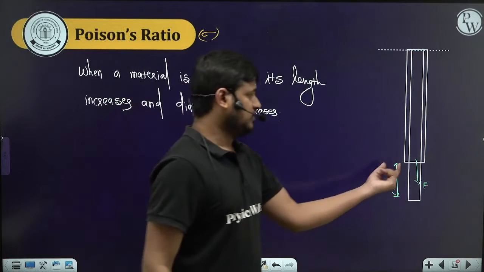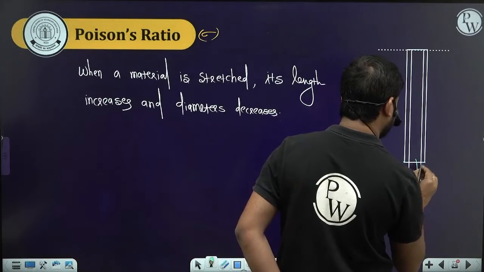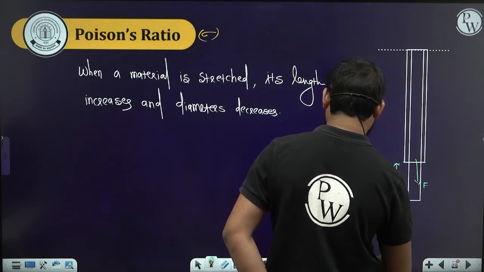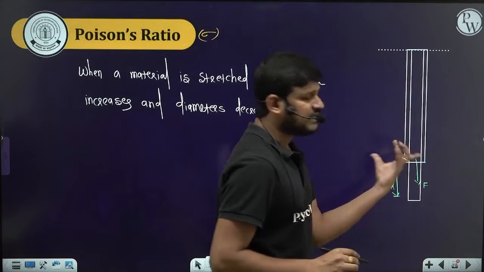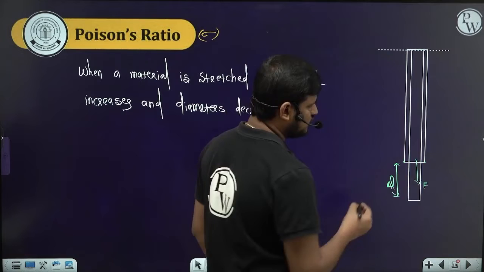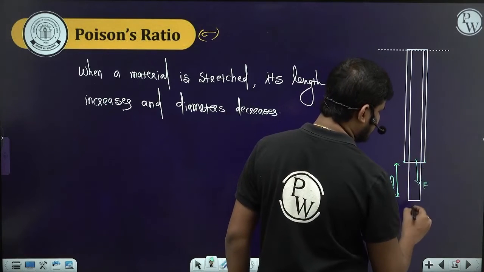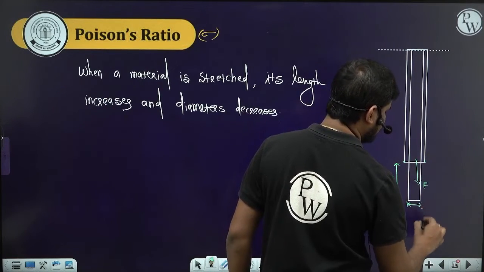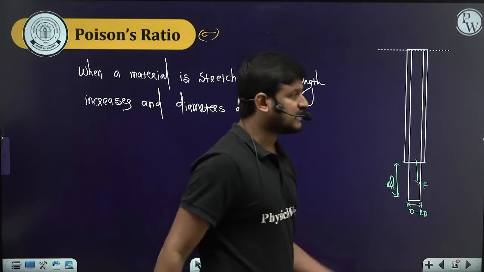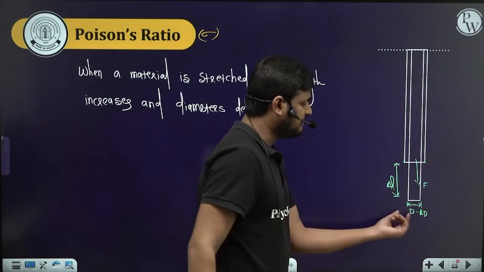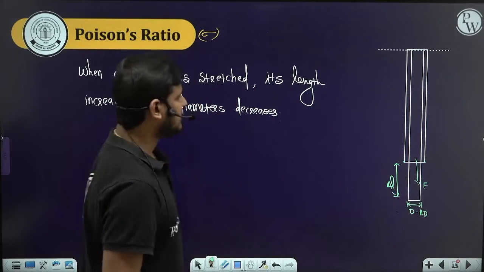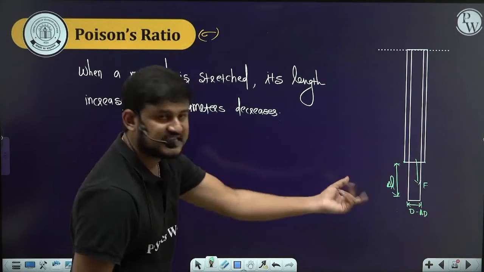Fine. So the original one is from here to here. There is some diameter decreasing, so there is some change in the diameter. We can write this is delta D. The whole thing is D minus delta D, so the original diameter D minus the change in diameter delta D gives the final diameter. So there is change in length and there is change in diameter.